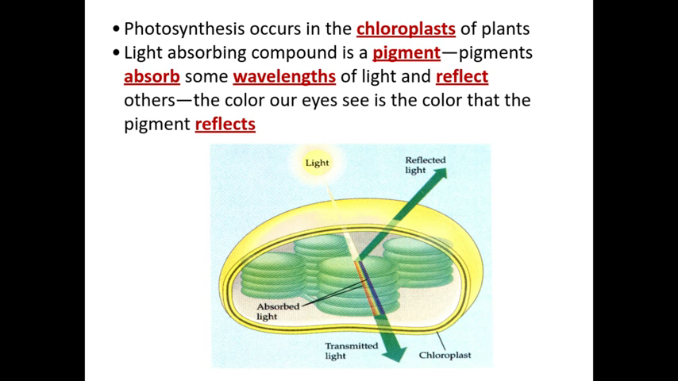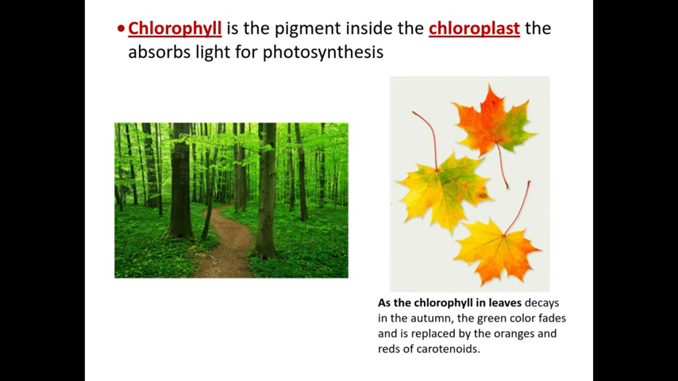So plants appear green because green light is actually being reflected off of plants, whereas all the other wavelengths of color will be absorbed in terms of energy. So chlorophyll is the pigment inside the chloroplast that absorbs light for photosynthesis. As the chlorophyll in the leaves decays in the autumn or the fall, the color green fades away and is replaced by the oranges and the reds of what we call the carotenoids.